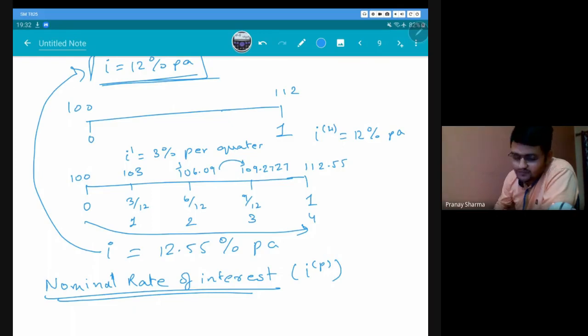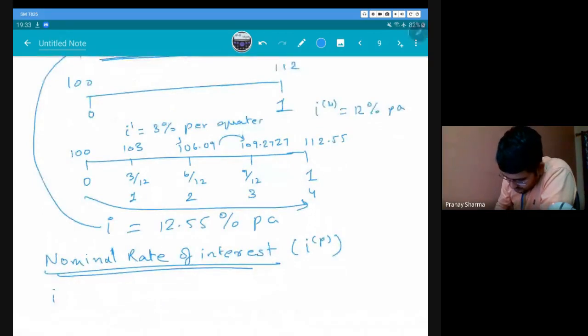Okay, so IP, we will not call it I raised to P. We will not write it as I raised to 4, because I raised to 4 would be I multiplied 4 times. But this is I payable 4 times in a year. Rate of interest payable 4 times in a year. So IP will always be written as rate of interest payable this many times in a year.